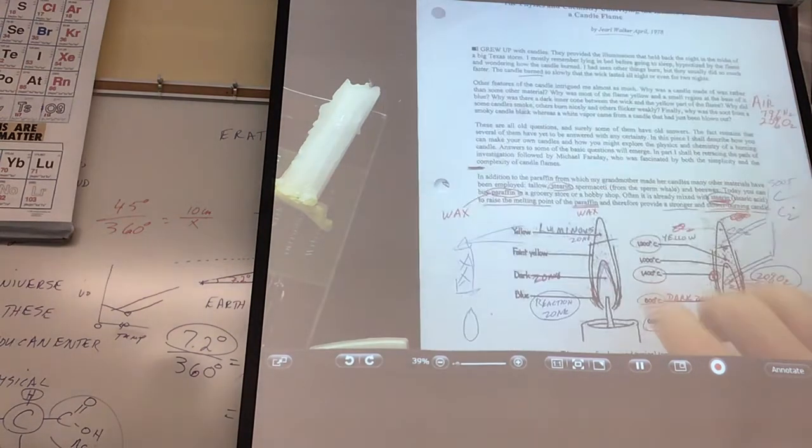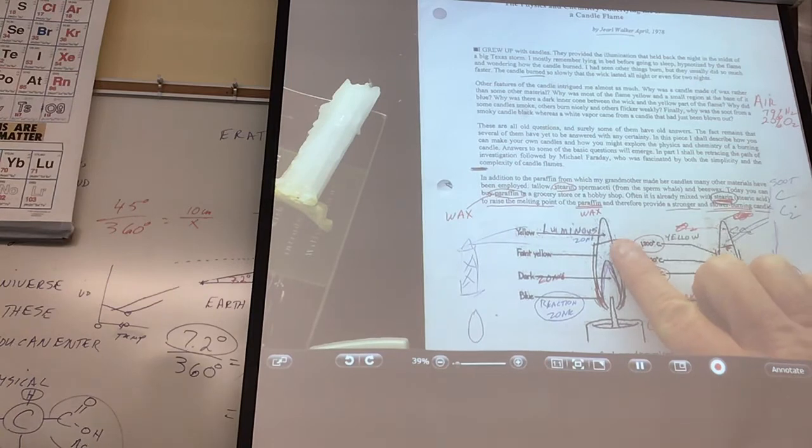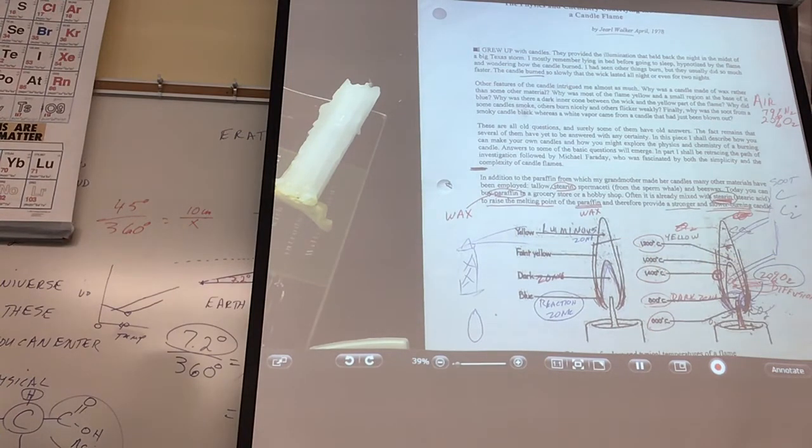Okay, what do you call the yellow part of the flame? The luminous zone. That's where most of the light comes from. What about the darkest part of the flame? Dark zone. And what about the blue part? And again, if you read that article, it said there's a lot that happens in the reaction zone that we're not exactly sure of all the chemistry that's going on there. It's some pretty complicated stuff.